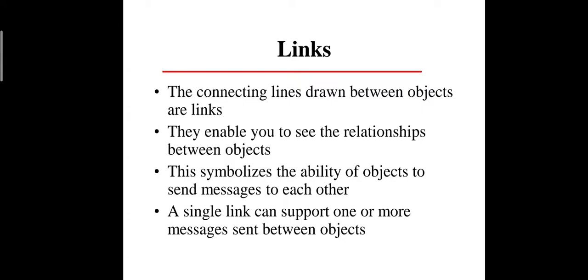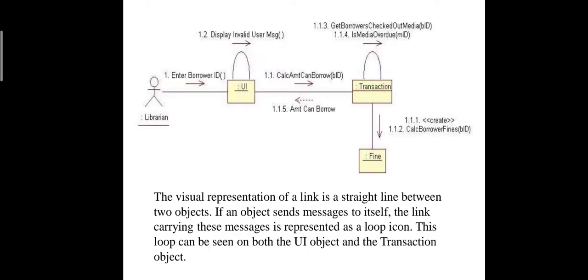This symbolizes the ability of objects to send messages to each other. A single link can support one or more messages that have been sent between the objects. Again, as shown here, the links are used to connect two different objects. In this way it represents how the relationship is formed between the objects. The visual representation of a link is a straight line between the two objects.